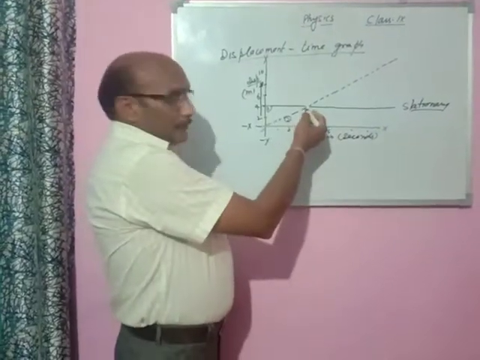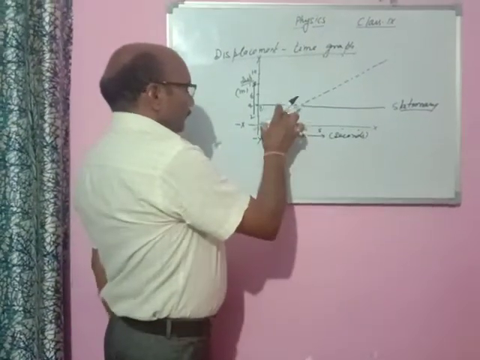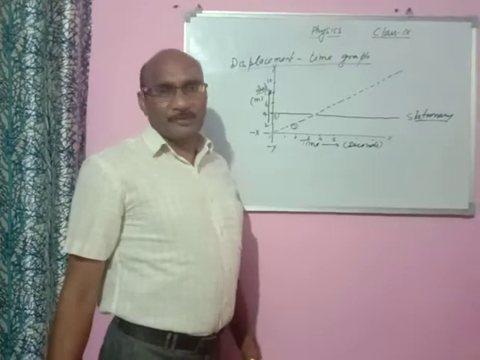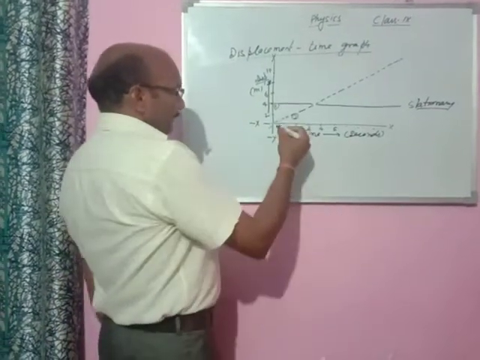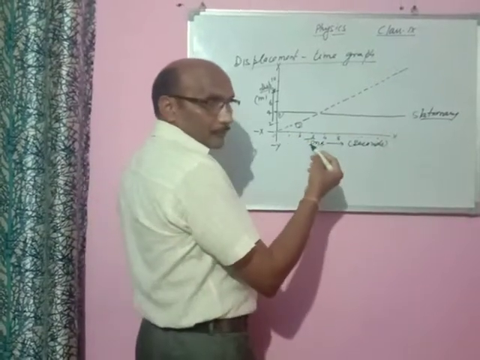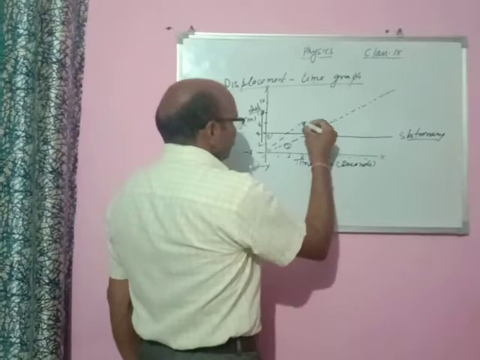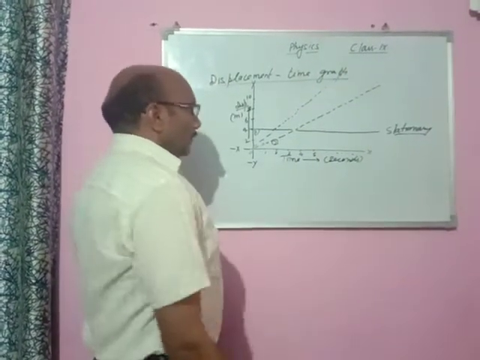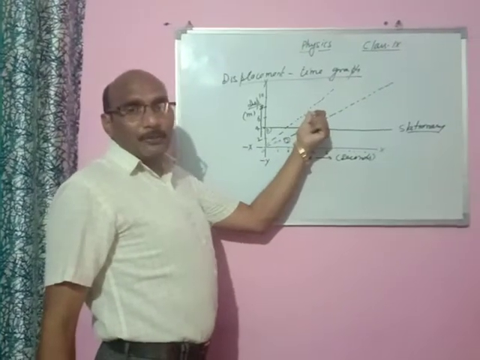Time is changing and displacement is also changing. It means object is moving with uniform velocity. But let this is one graph, straight line, this also straight line. In this case also, object is moving with the uniform velocity.